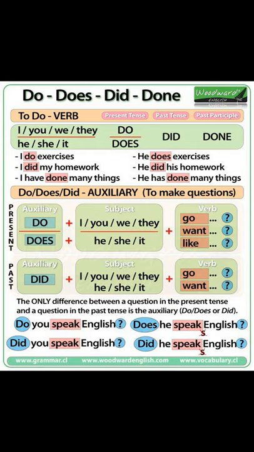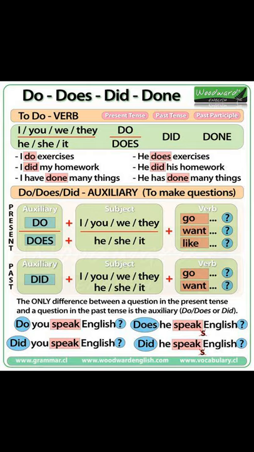To do, past participle. The past participle of do is done. It's important to remember that past participles are accompanied by a conjugation of the verb to have or to be. Have plus past participle is used with a perfect tense. Be plus past participle is with the passive voice. Let's look at some examples.